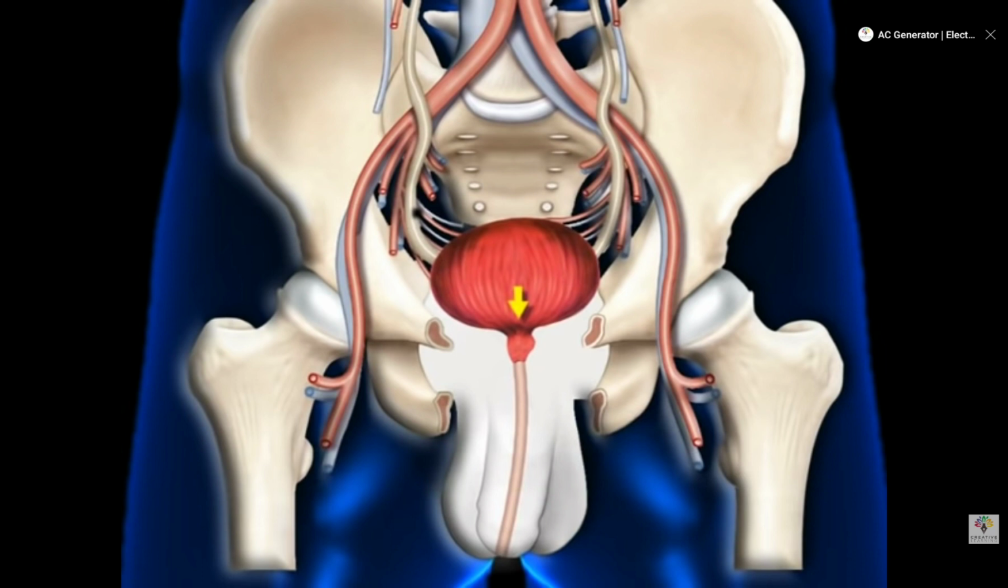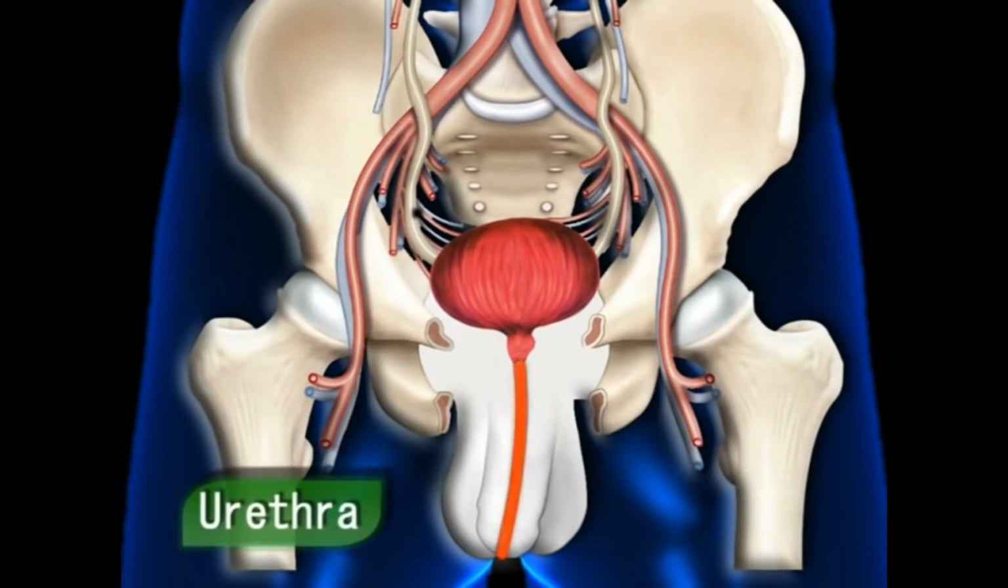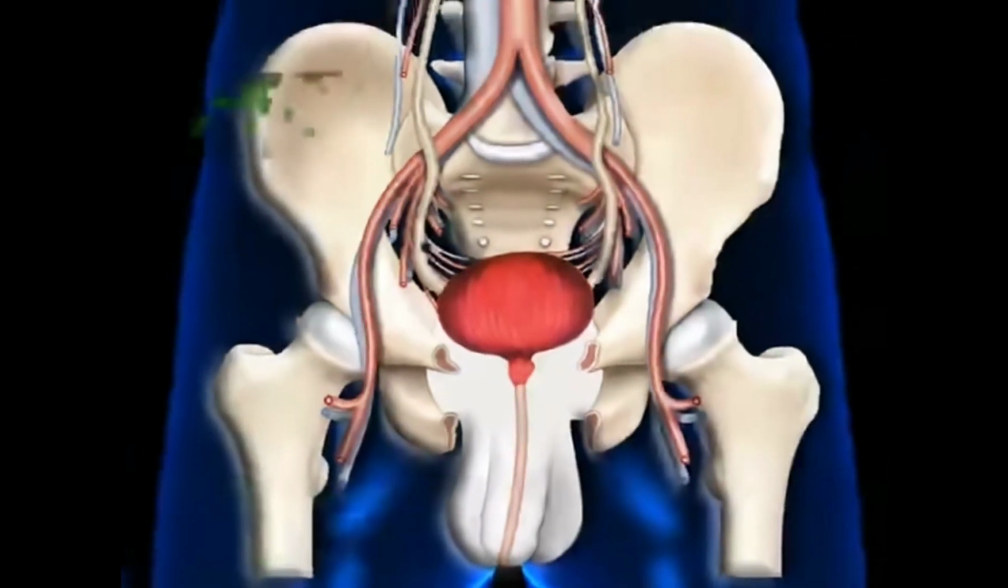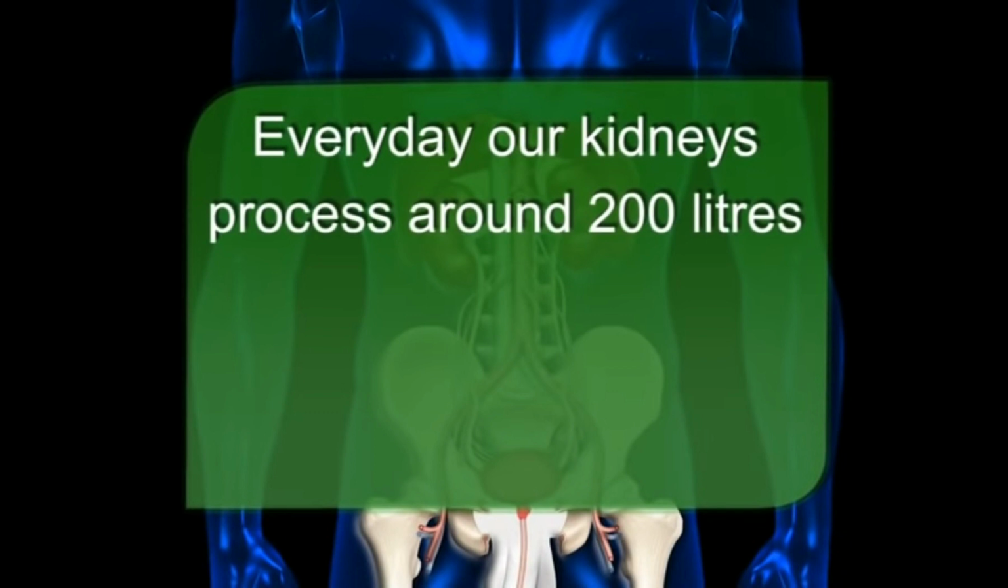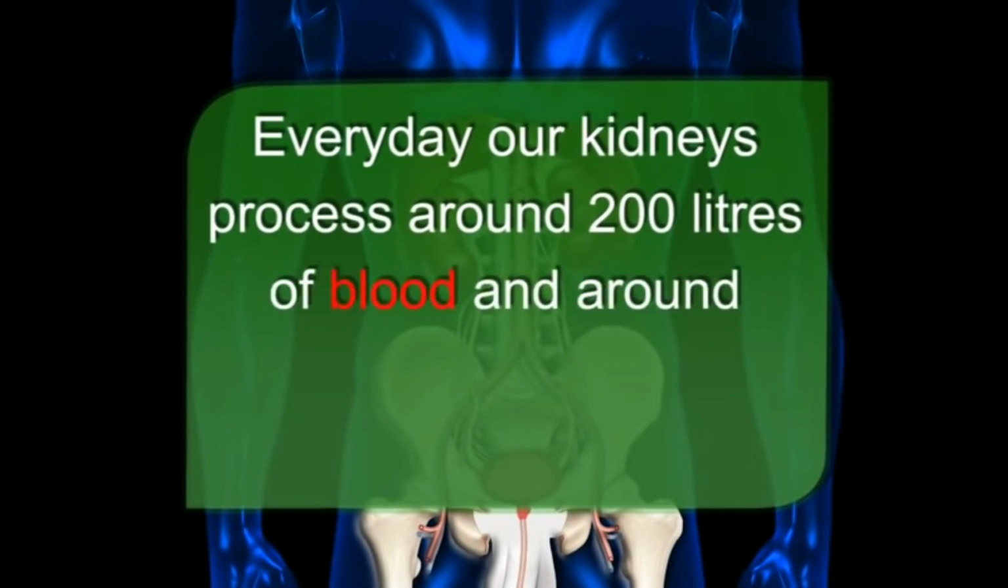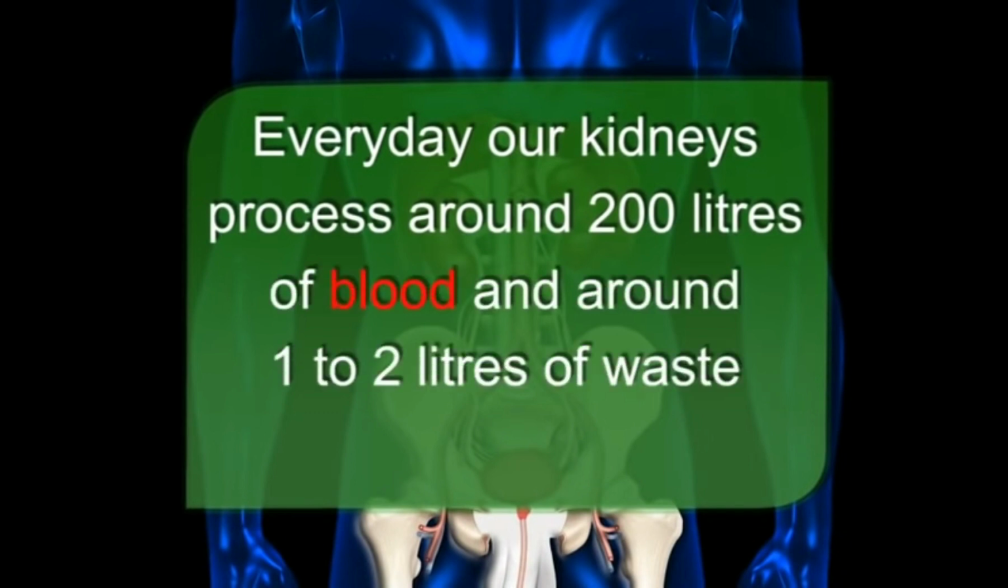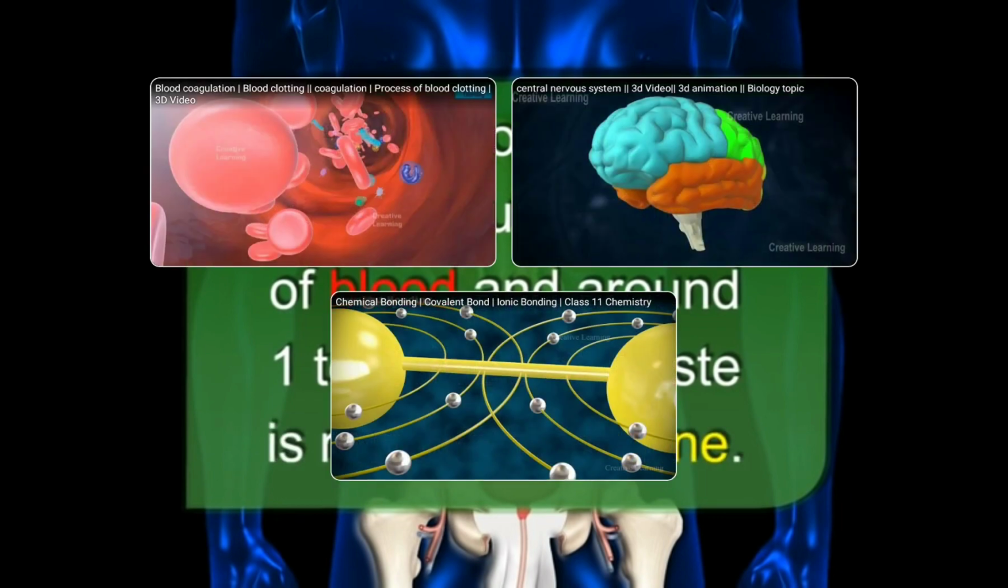The bladder is connected to another tube-like structure called the urethra for the removal of urine out of the body. Every day, our kidneys process around 200 liters of blood, and around 1 to 2 liters of waste is removed as urine.